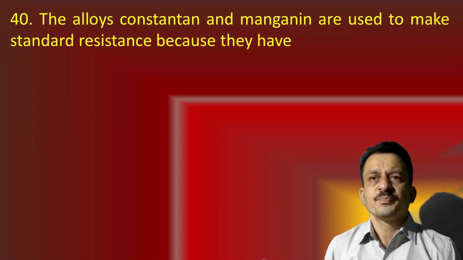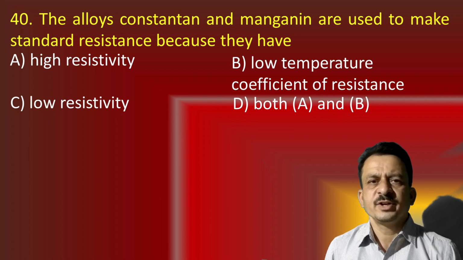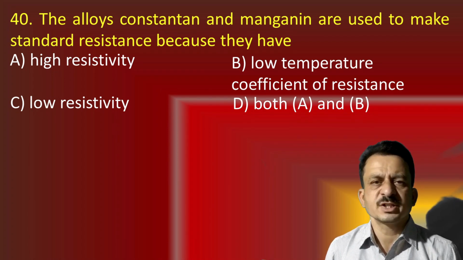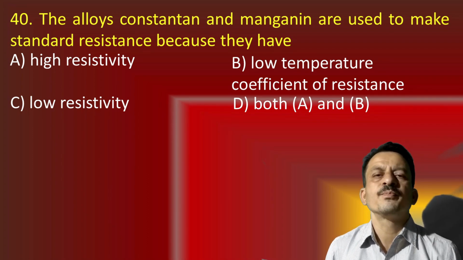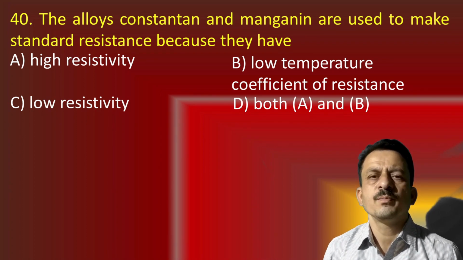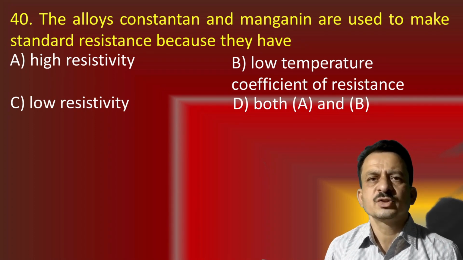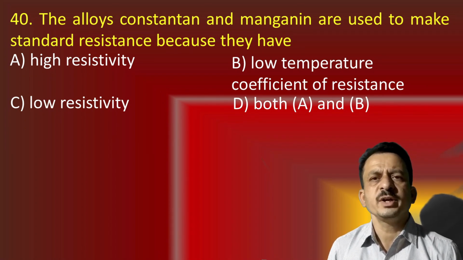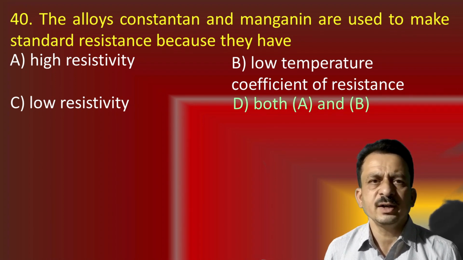The alloys Constantan and manganese wire are used to make standard resistance because they have options A, high resistivity, B, low temperature coefficient of resistance, C, low resistivity and D, both A and B. Now it is a theoretical one. Those materials should have high resistivity, and the temperature coefficient of resistance should be very low. Therefore, D is the right answer, both A and B.